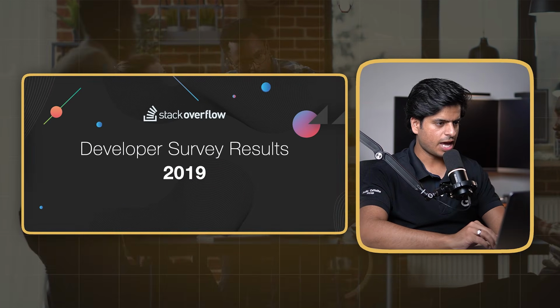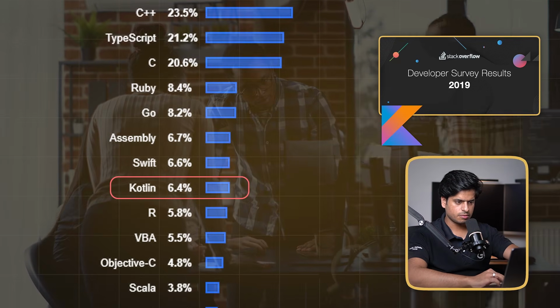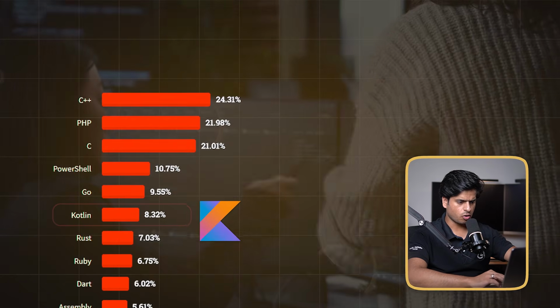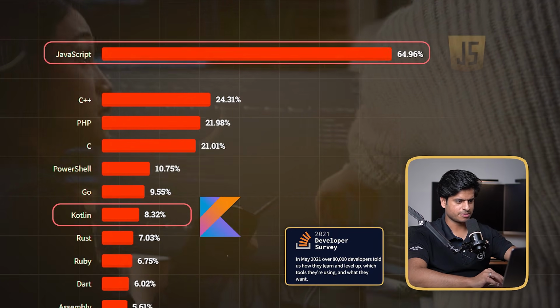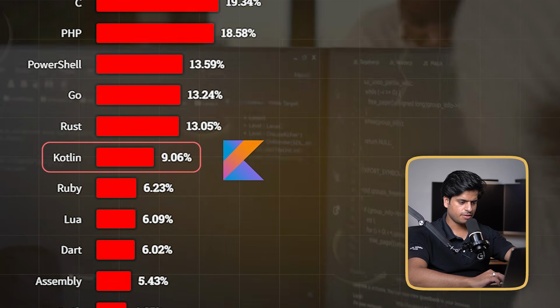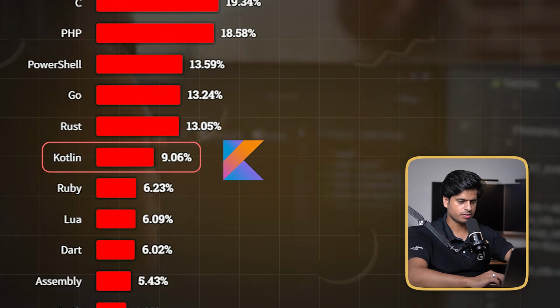If we see the Stack Overflow developer survey from 2019, then Kotlin was at somewhere around 6.4%, JavaScript was 67.8%. 2 years after, Kotlin jumped to 8.32%, JavaScript is still on the top. Then 2 years after that, Kotlin had just a very minor increase and it went to 9.06%. Another interesting bit in 2023 is that Dart has reached almost similar popularity level as Kotlin.